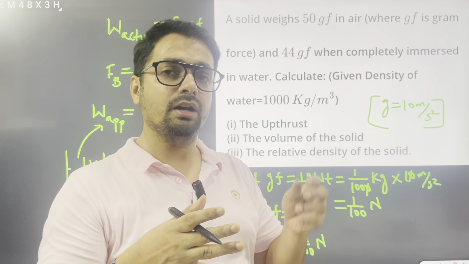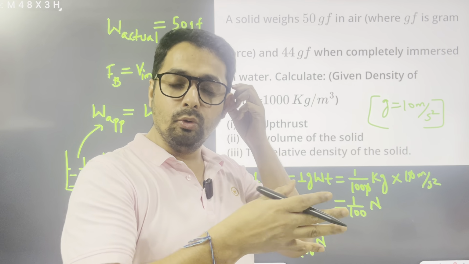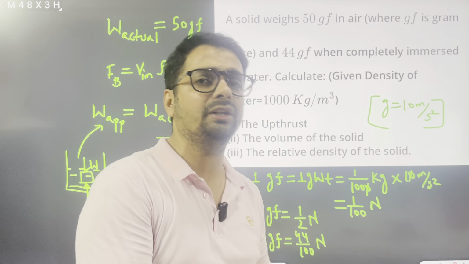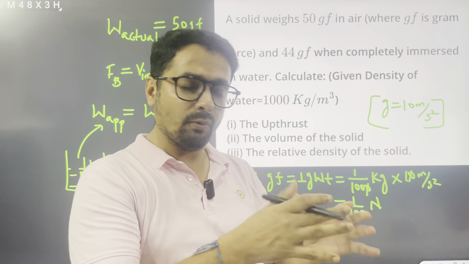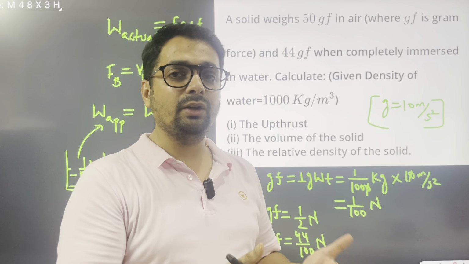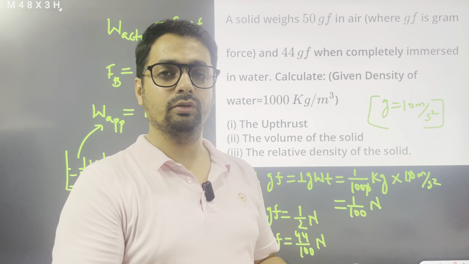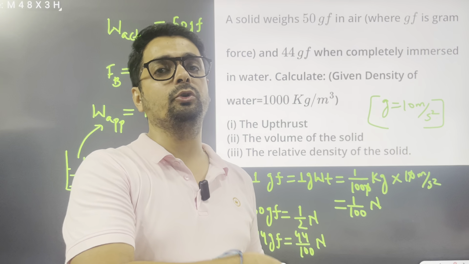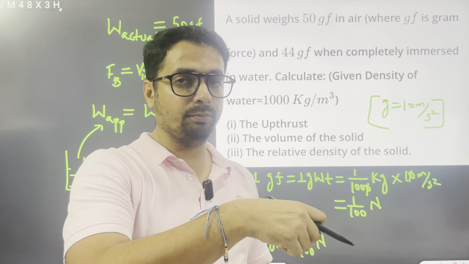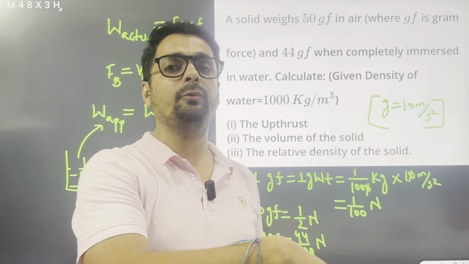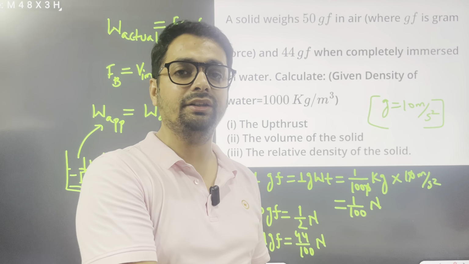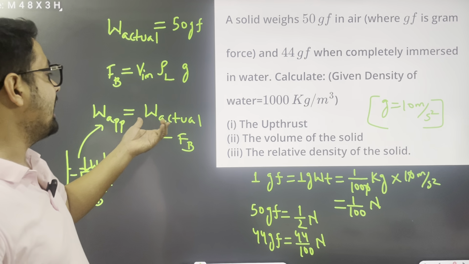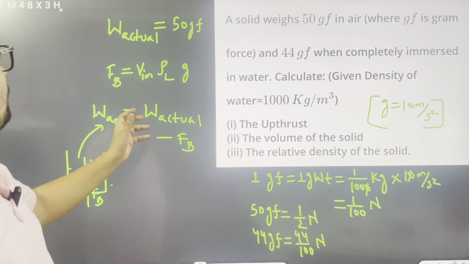You can feel it whenever you take any heavy object inside water. If you are going in a swimming pool and take any heavy object, it is easy to lift in the pool. Why? Because the water applies the buoyancy force, and the buoyancy force supports you to lift it. So because of the buoyancy force, the weight you feel for the object becomes less. That's why apparent weight is actual weight minus FB.